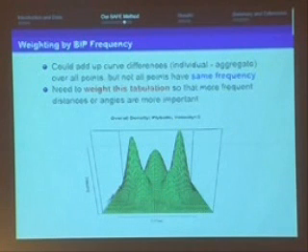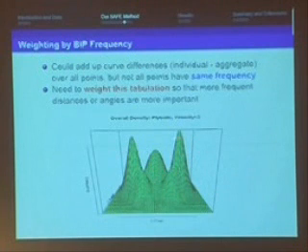We have a density estimate of the ball in play frequency for the entire field. And we can weight our tabulation by that, so that more frequent distances or angles are more important. Here's just an example of the overall density for fly balls in center field. You see a little bit of asymmetry, left versus right, and the direction that they're going. There's a little bit of multimodality as well. Kind of cool. Very nice.